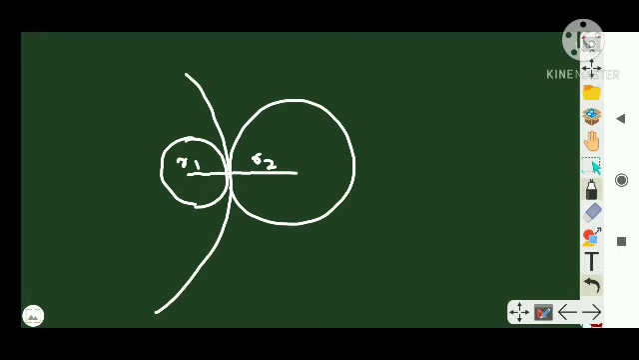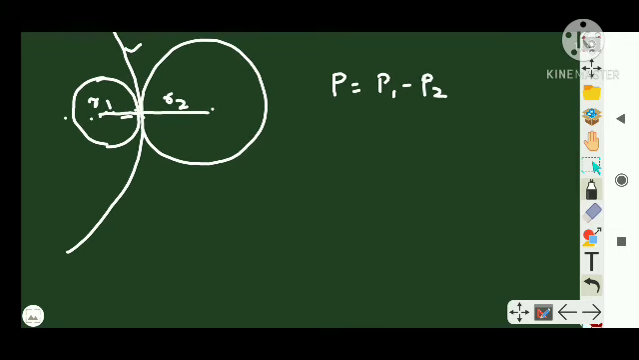Now let the radius of the common boundary be R. Now let P1 and P2 be the excess pressures on the two sides of the surface. This is having P1 pressure and this is having P2 pressure. Then the resultant pressure will be P is equal to P1 minus P2 for this interface. So I can write for P, that is 4S by R.